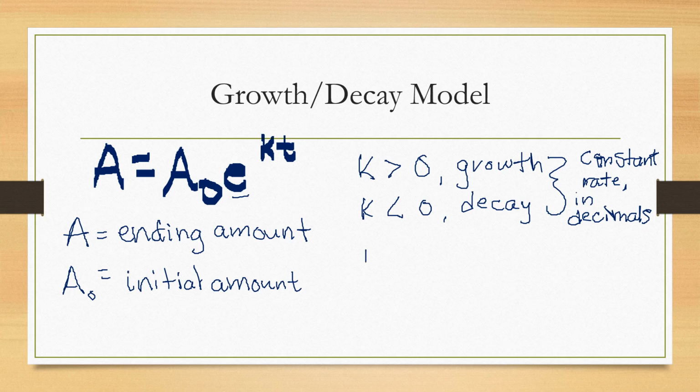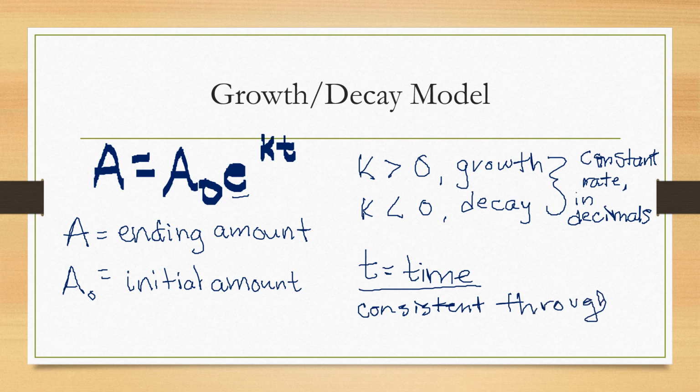And then t is going to be time. That time could be measured in minutes, weeks, hours, days. I mean, that is just dependent. So whatever we're doing, we need to make that consistent through our problem. All right, that's supposed to be a k. There we go. So let's take this formula and start applying it to some models.